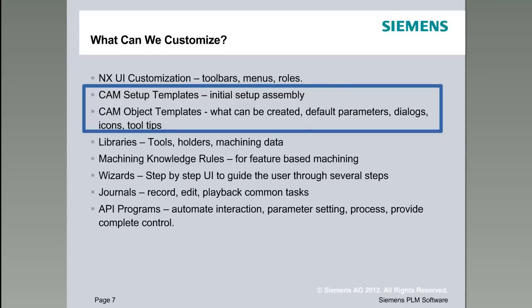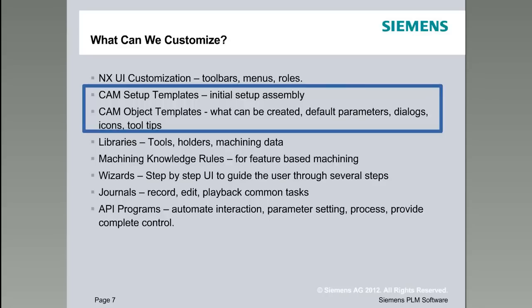We have libraries for tools, tool holders, machining data, machine tools, even for setups. There's a whole system of rules and machining knowledge for feature-based machining, which is a whole other way to optimize. If you do a lot of parts that have the same kind of features over and over, we have wizards we can make. That's a way to lead the user single file through a step-by-step process where you need to gather several things in a row before you can do your job. That's what a wizard's really good for, gathering that kind of input.